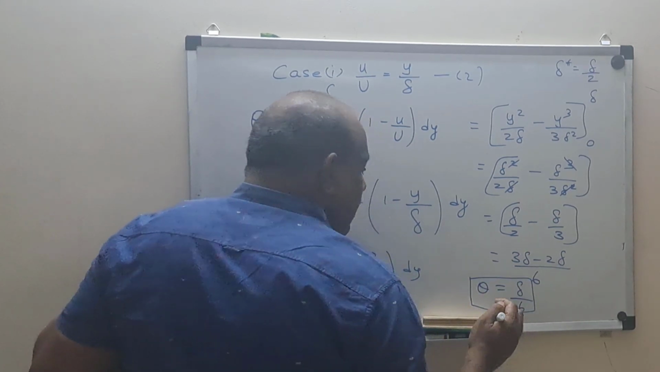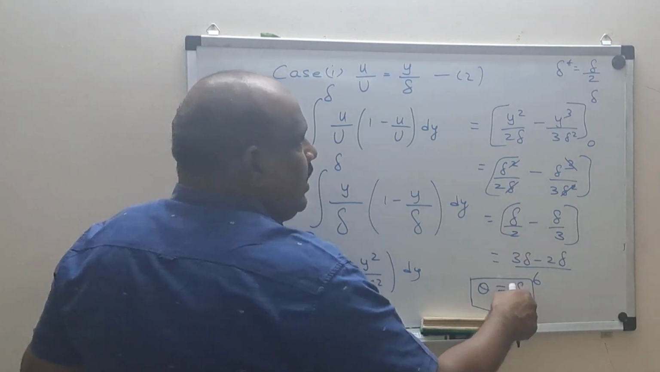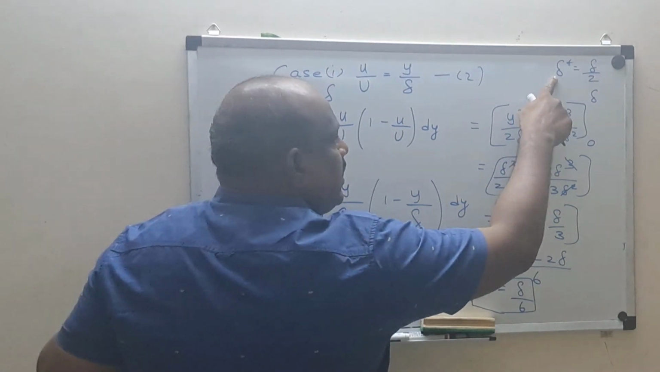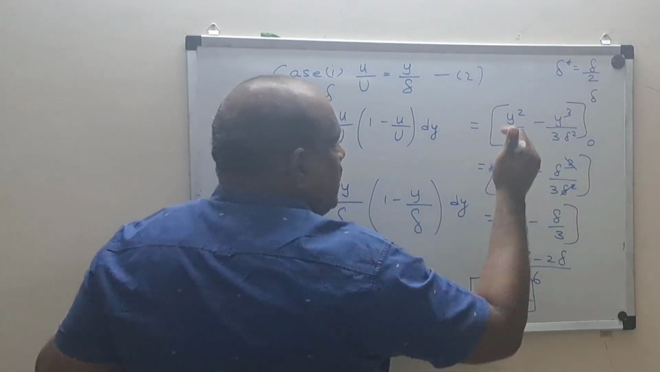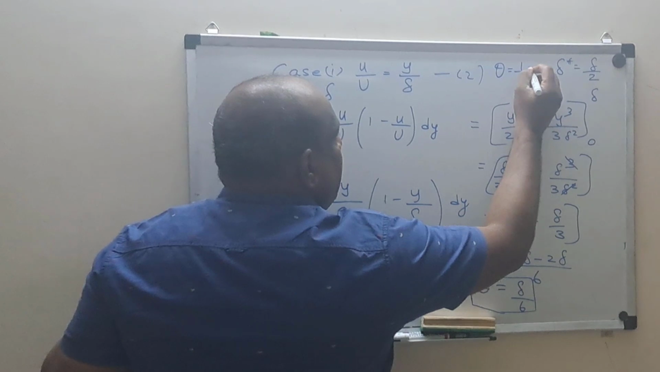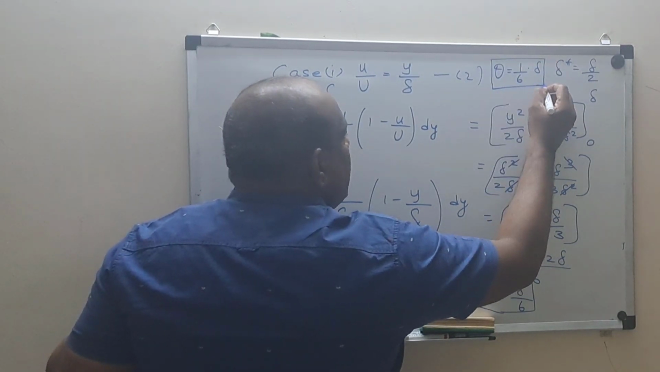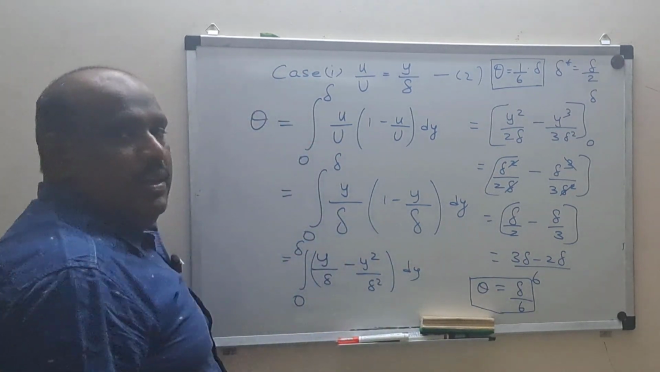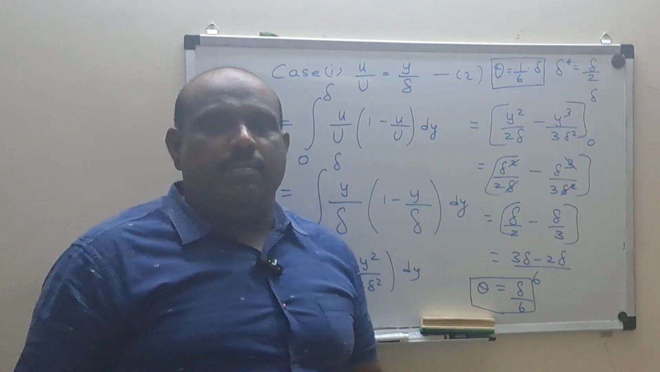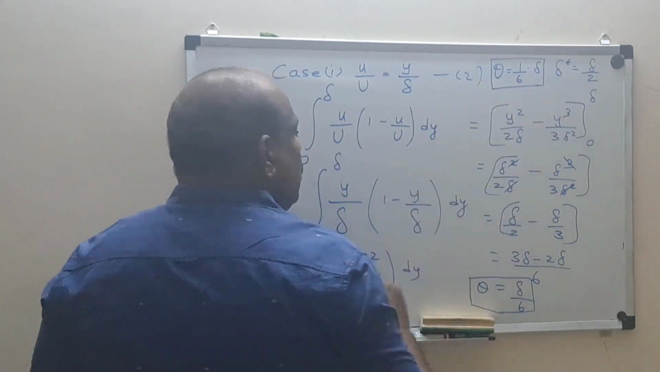From this, what we got? The momentum thickness is 1 by 6th of the boundary layer thickness. Earlier we got the displacement thickness as 1/2 of the boundary layer thickness. Now we got theta equal to 1 by 6 of delta. What is 1 by 6 of delta? The momentum thickness is 1 by 6 of the boundary layer thickness. Continuing further, now we have done the two works.